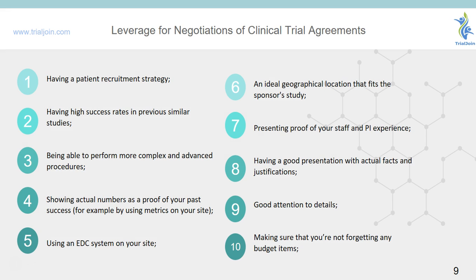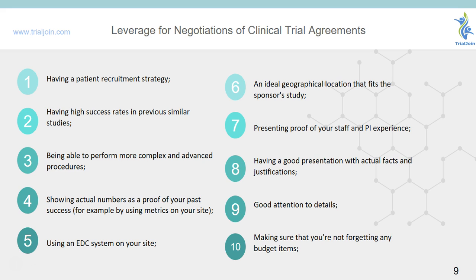Number one is having a great patient recruitment strategy that you've used in the past and you want to replicate. Having high success rates in previous similar studies. Another one is being able to perform more complex and advanced procedures. Next thing is showing actual numbers as proof of your past success, for example, by using metrics on your site. Another thing is using an EDC system on your site. And then having an ideal geographical location that fits the sponsor's study requirements.